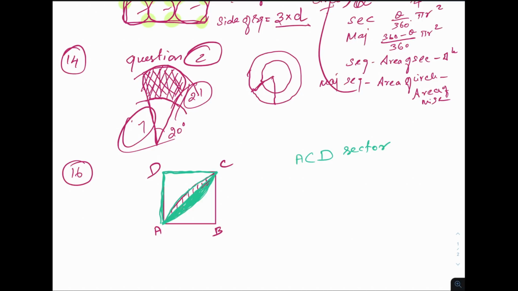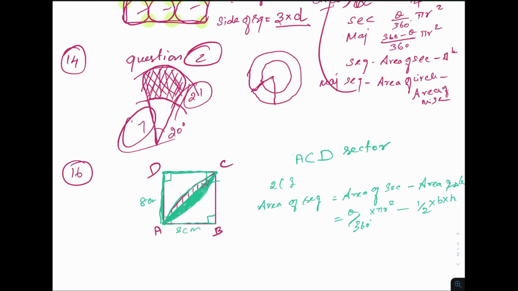Both will be of the same size, so we can multiply it by 2. So the area of the segment is what we are going to find. Area of segment is equal to area of sector minus area of triangle. The area of a sector formula is theta by 360 into pi r square. For the area of the triangle, this is a square, so we know very well each angle measures 90, so we can use half into base into height. The side of the square they have given us is 8 centimeter.